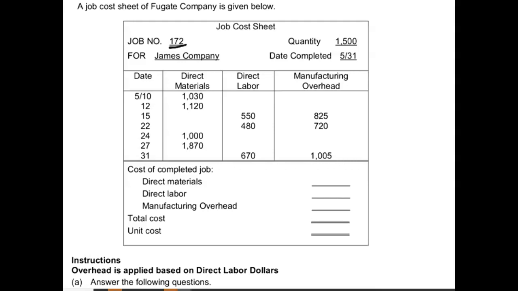Job number 172 for James Company. Quantity 1,500 units, completed by the end of May. There are your direct materials and the dates they were entered, and direct labor, and the overhead. So you can see when direct labor was calculated at $550, the overhead was $825. Cost to complete the job.